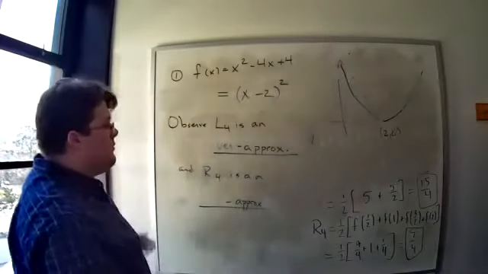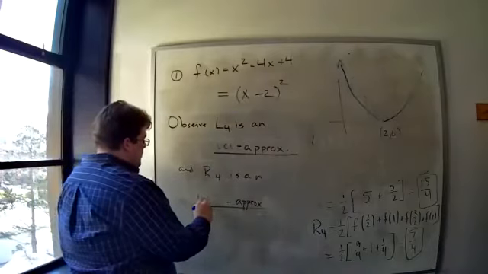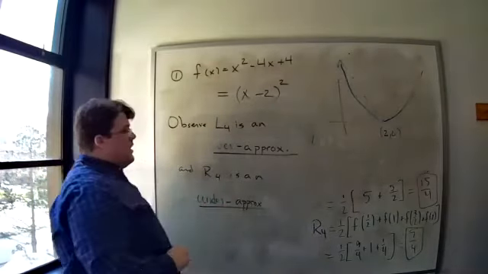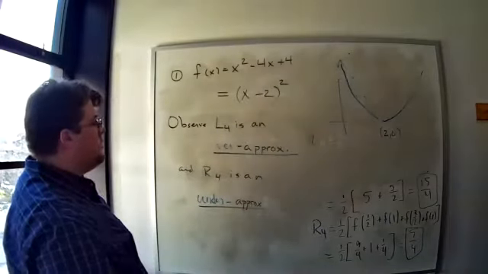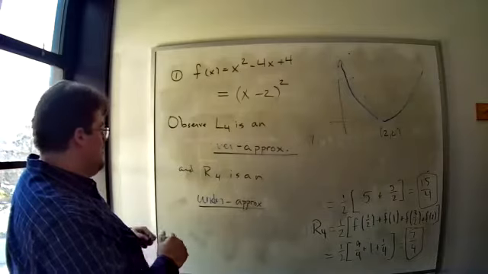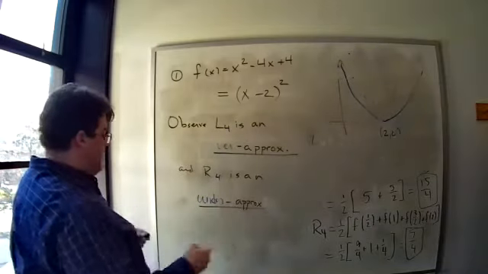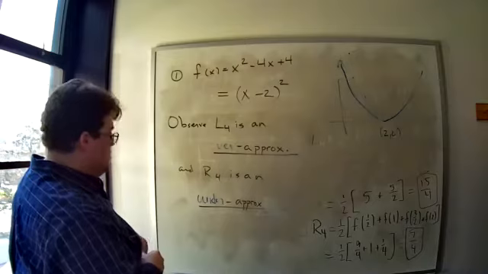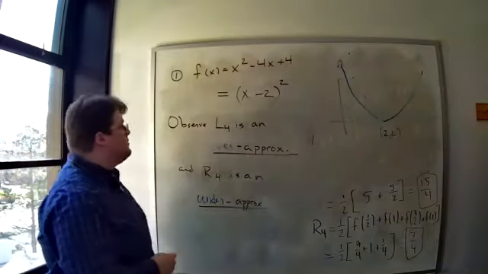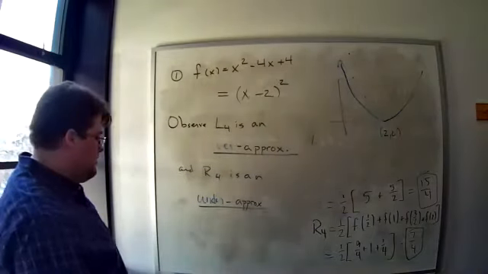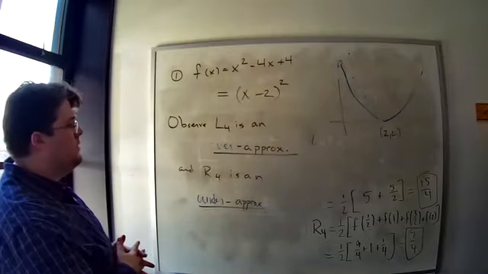So L4 would be an over approximation, and similarly the other one would be an under approximation because the rectangles are smaller. Once you find one of them, then you know the other, unless they're equal, which won't be the case for any of our examples. Any questions about that observation?